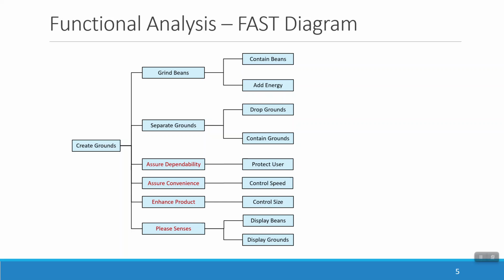Our supporting functions are to protect the user during operation of the grinder, allow the user to control the speed of grinding as well as controlling the size of the grounds. Lastly, designing the grinder to allow the user to see both the beans and the grounds adds to the user experience.